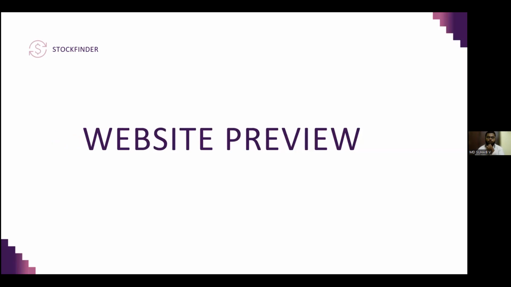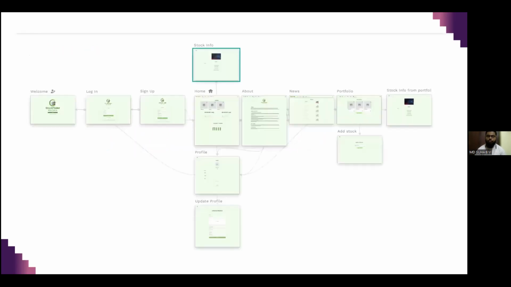Now I'll give a website preview. That is, I've included some snapshots from the development stage. I'll explain it briefly here, but then I'll explain it in more detail while I'm going through the walkthrough of the Adalo application. So this is the main project area. I have included all my screens, that is, all the pages that are available in my application. So we have the welcome page, the login, sign up, home. Then from home, you can use the navigation section to go to about, news, portfolio, etc. And then we also have options to check our profile and update our profile.